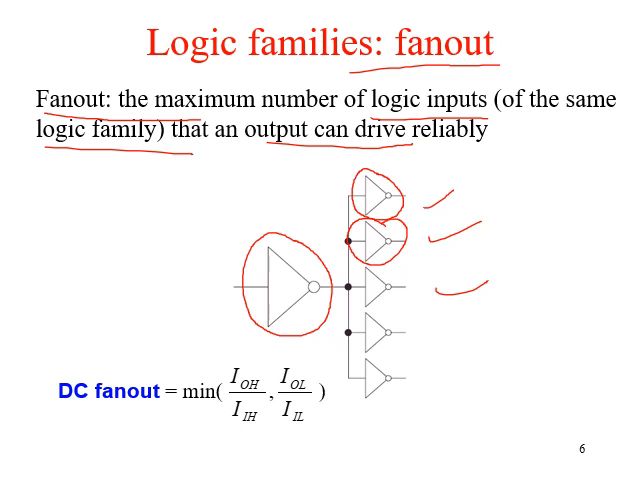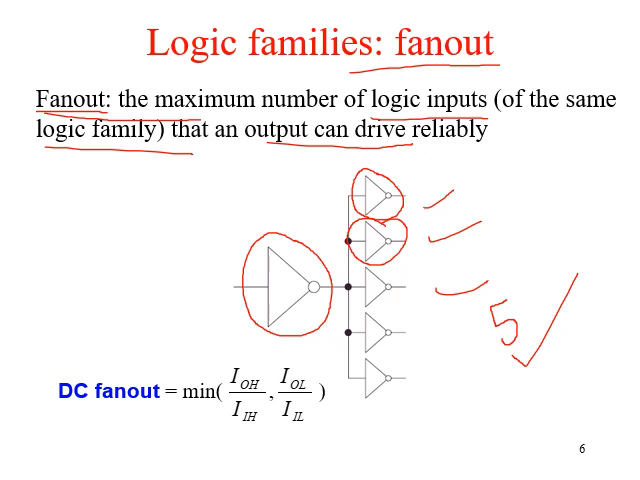This particular value is referred to as the fan out. Suppose for this particular circuit, I can have a maximum of 5 NOT gates connected at the output for proper working. Then if I connect 6 NOT gates, there would be a problem in the circuit. So 5 would be the fan out for this circuit.